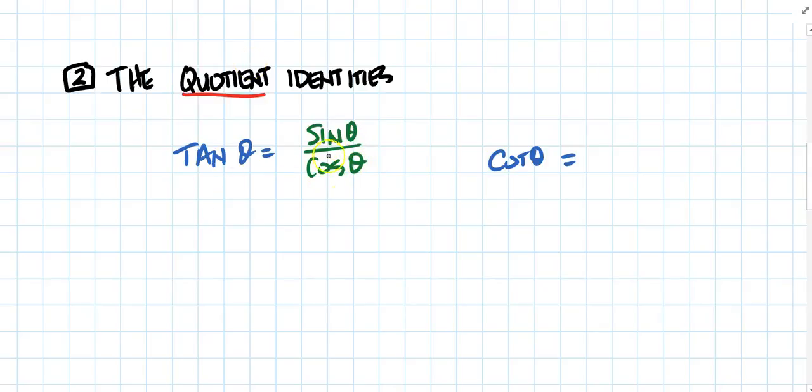If the tangent of theta can be rewritten as sine over cosine, or y over x, as you may know, that means the cotangent of theta can be written as the cosine of theta over the sine of theta. Since the cotangent is just the reciprocal of tangent, I can switch these around and say that cotangent is equal to cosine over sine. So these are our 2 quotient identities, and they are very useful.